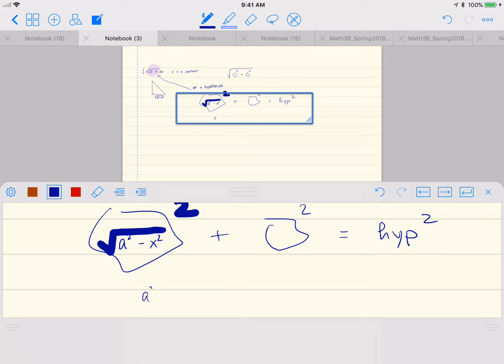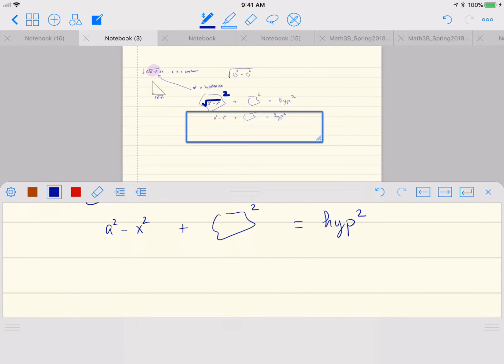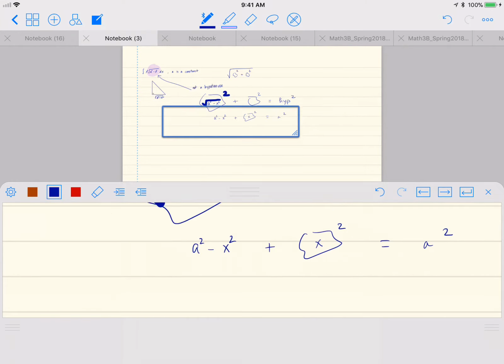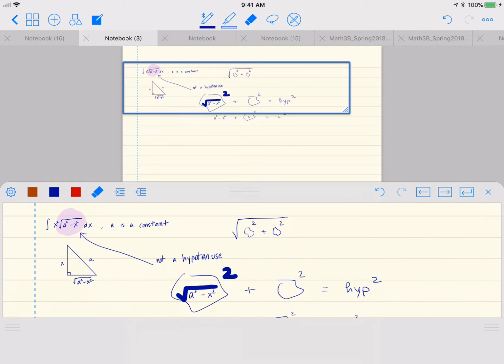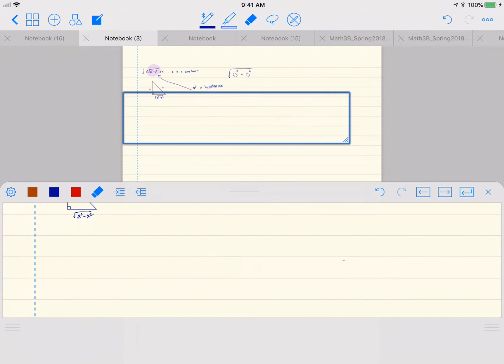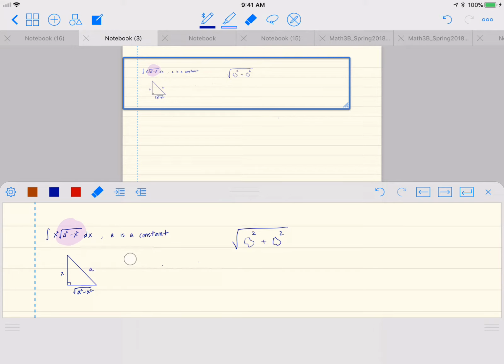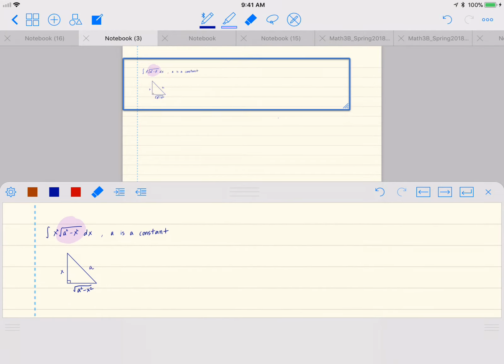So this first one is just going to end up a squared minus x squared plus something squared equals my hypotenuse squared. Well, now it's kind of clear to see that I should put an x here. And then my hypotenuse should be a, right? So that's what makes it work. So here, I'll put an x, and my hypotenuse is a. Now, once I have my triangle set up, we can erase this. Got my triangle set up here. Can also erase that. So I've got my triangle set up.